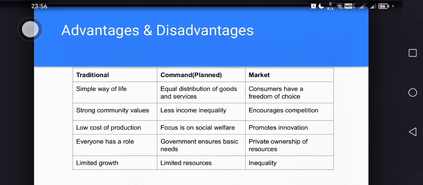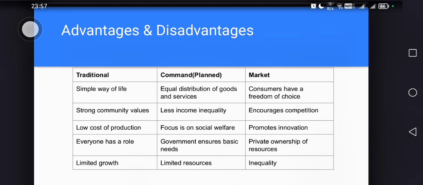In this case, it's about who can afford it, who is available, and who wants what. So it also encourages competition, because at the end of the day, one person wants to be better than the next person. In this case, it promotes innovation, because people keep on researching more and more so that they can produce goods and services that are better than the other competitor. There is private ownership of resources, and this leads to unequal distribution of goods and services.